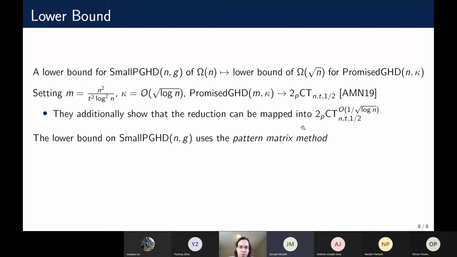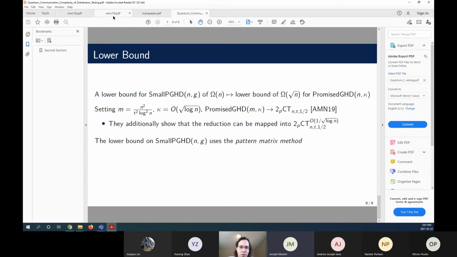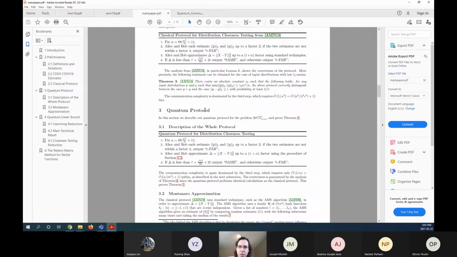Of course, their main contribution is to show that this reduction can be mapped into the setting where gamma is roughly O of 1 over root log n. So this bounds the cases that they considered before. And so in between, they use a series of partial reductions. Those were a bit annoying to typeset, so I just have the paper here. Yes.